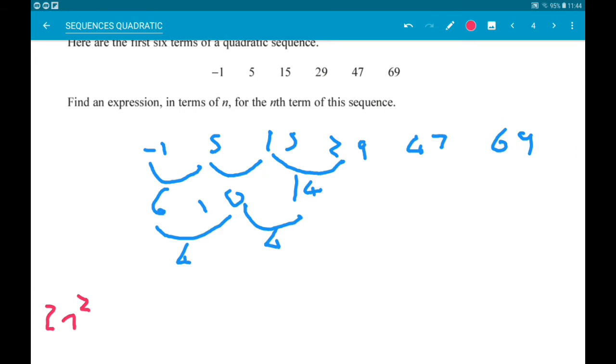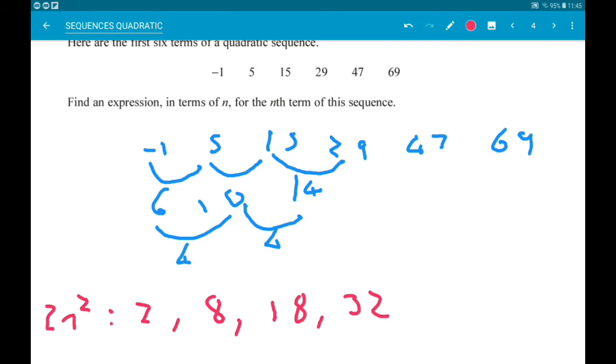Okay, so now we write down the first few terms of 2n squared. So that's 2 times the square numbers. So 2 times 1 is 2. 2 times 4 is 8. 2 times 9, 18. 2 times 16, 32. That will do.